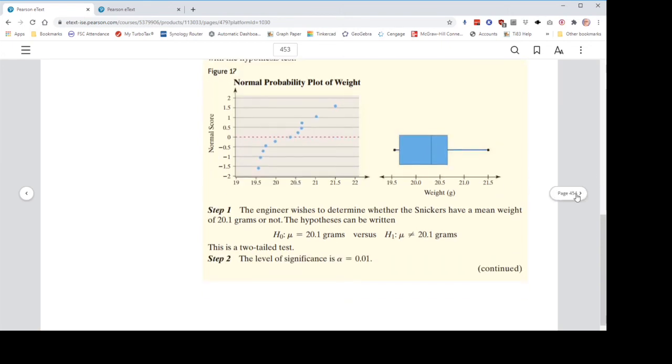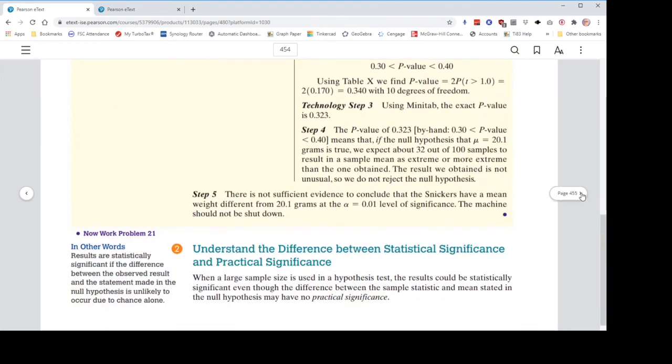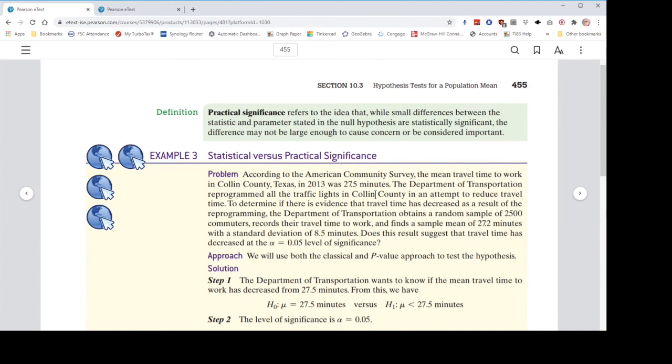All right, so there's one other little tag here that I want to throw in. All of this involves tests that are giving us what's called statistically significant results. So it is statistically significant that the candy bar weights are not different. But there is a difference between statistical significance and practical significance. Yes, this is statistically true, but is it practical? So let's take a look.